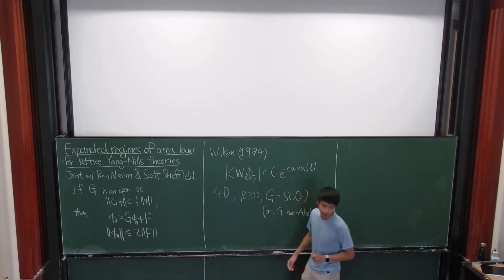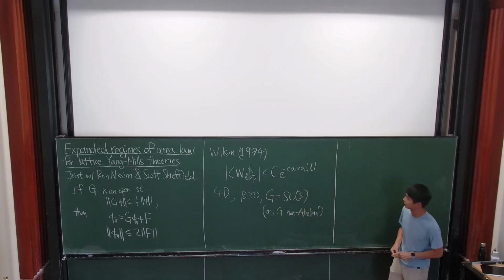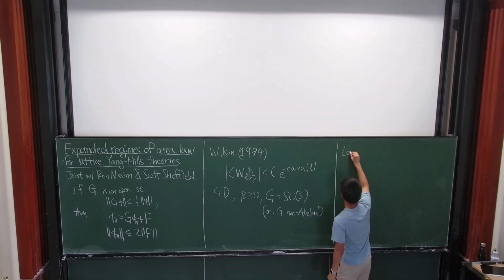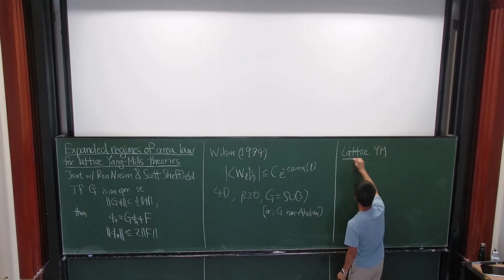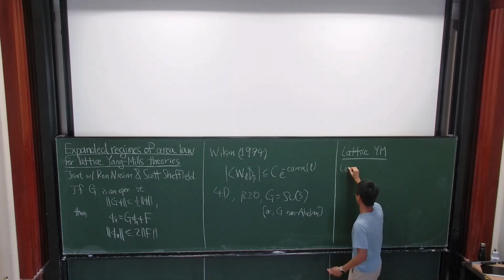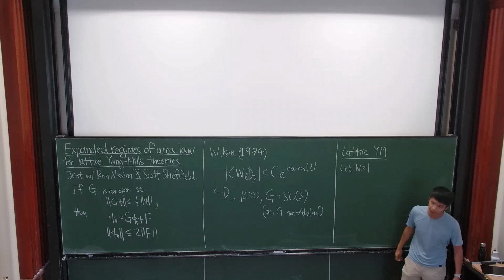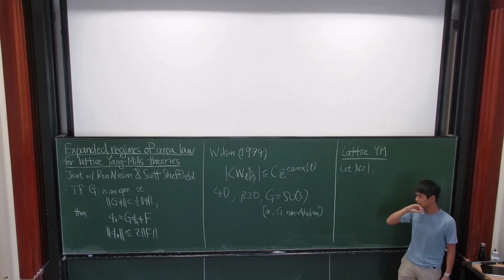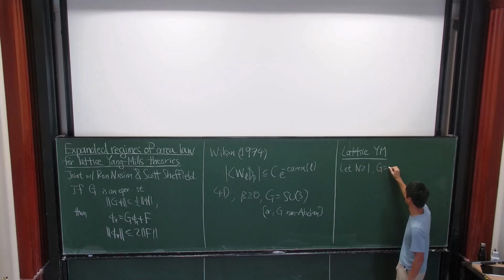Okay, so with that motivation being said, I'll define the model now. So I'll set some notation. So what is lattice Yang-Mills? Here's a bunch of notation. We're going to fix N to be some parameter greater than or equal to 1. For my talk, this always parameterizes the size of my gauge group. So we're going to take the group G to be U(N).